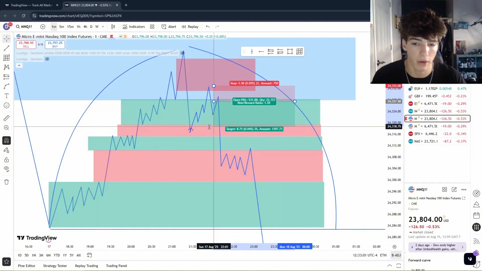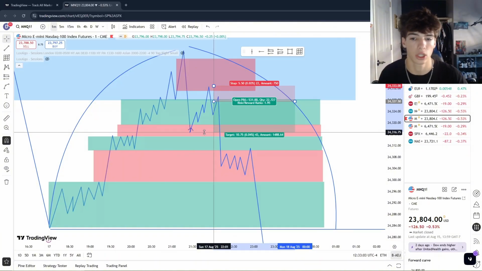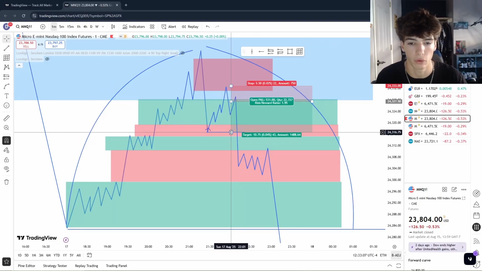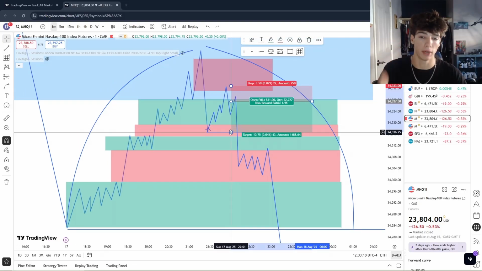I like to theme my runners around where I think price will go. So we hit this first internal level. That is a confident draw on liquidity. That's my low hanging fruit. From there, I take 50% off and then go break even.